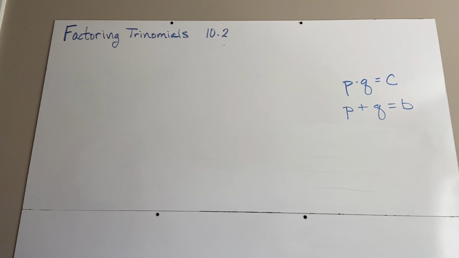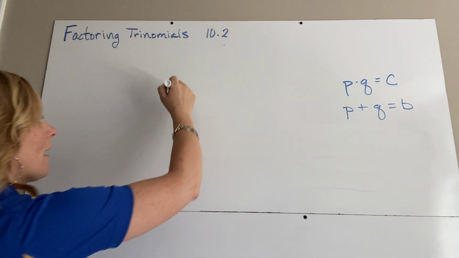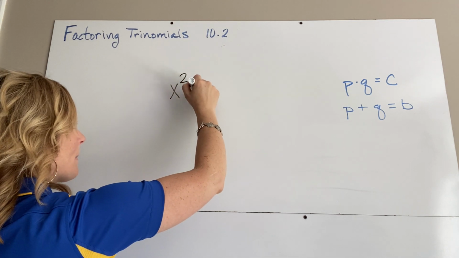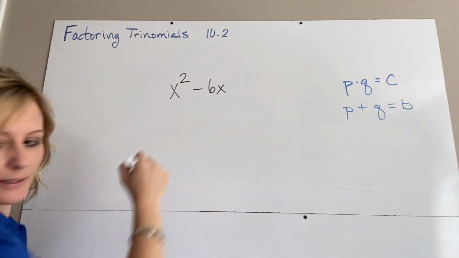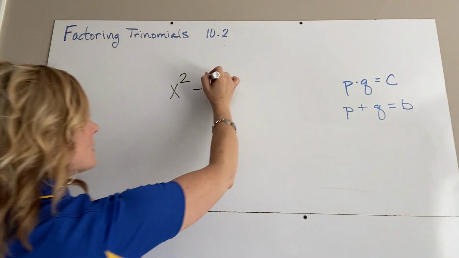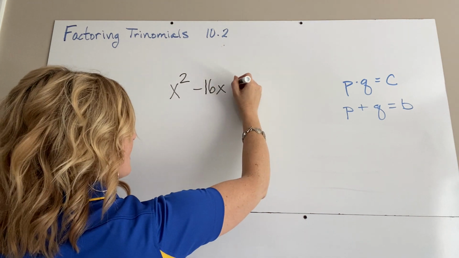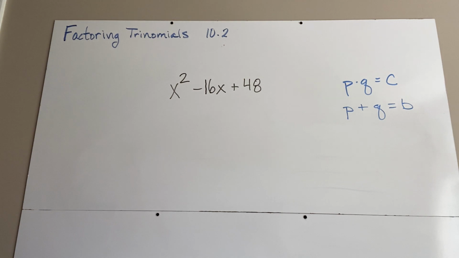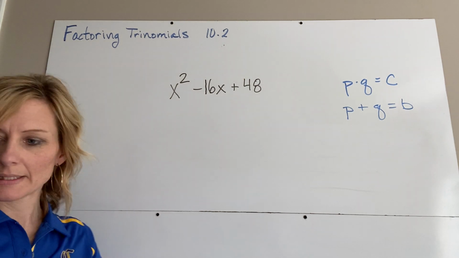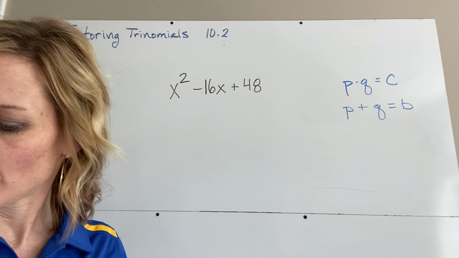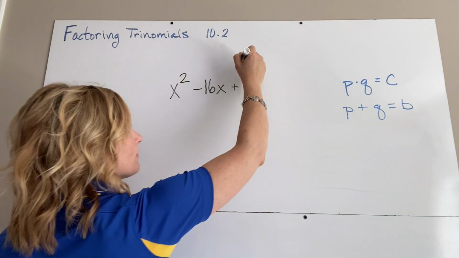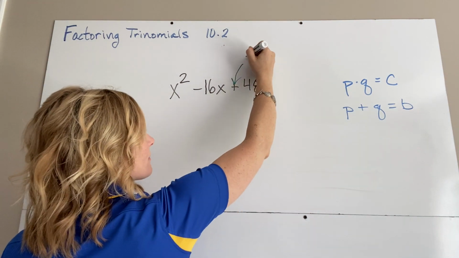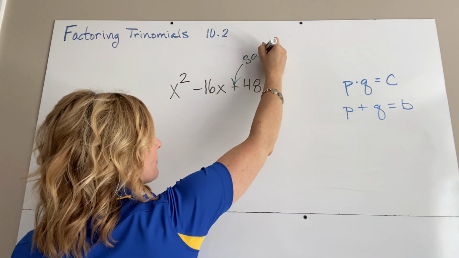Let's look at number 4. Looks kind of challenging. Those are some bigger numbers. We have x squared minus 16x plus 48. Okay. Now, we haven't seen one like this yet. This has a different C term. That's positive, means they're both the same.